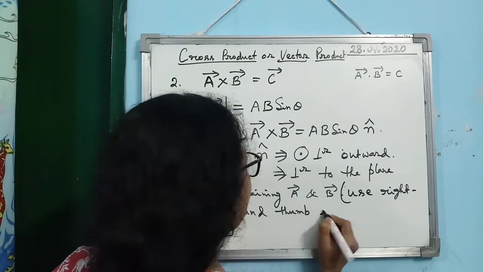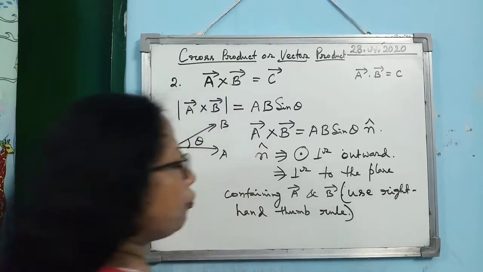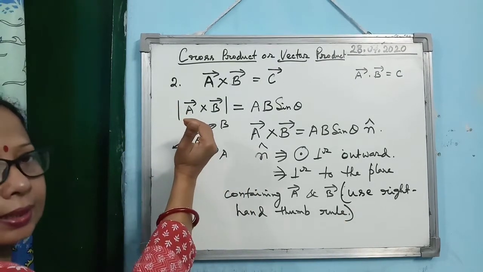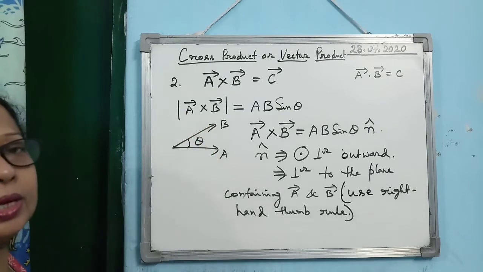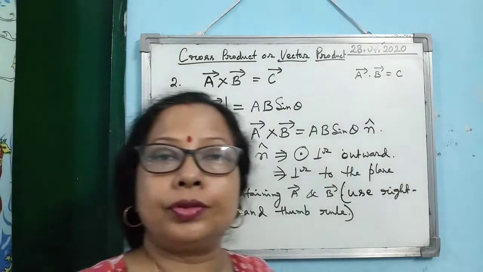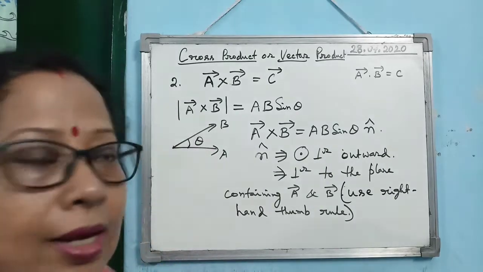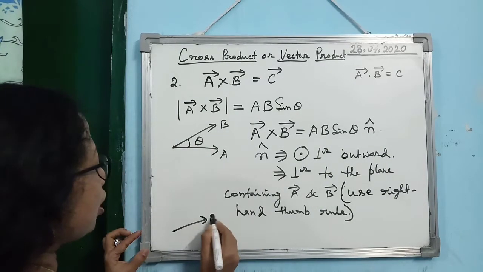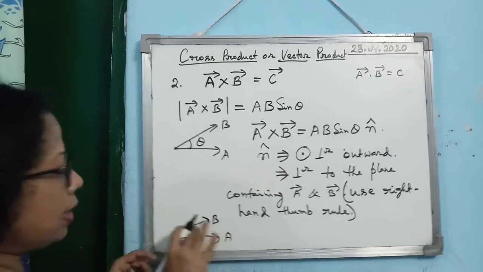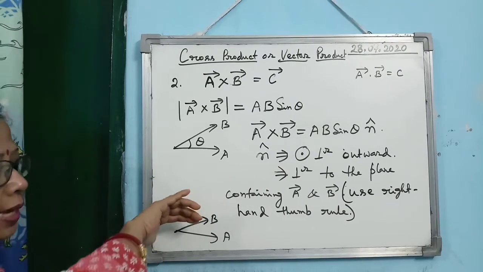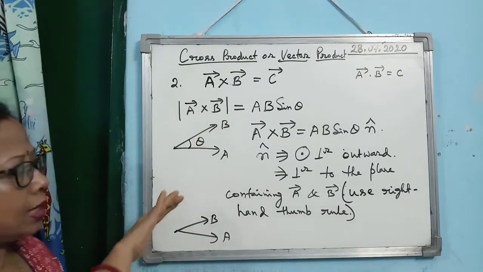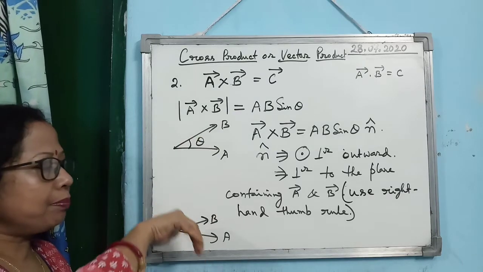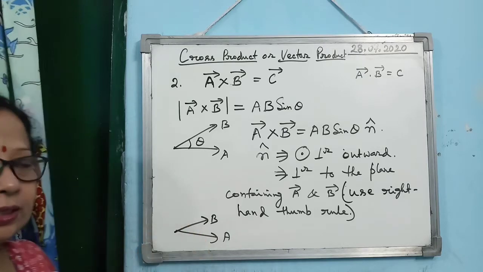Set the four fingers of your right hand from the first vector to the second vector like this, and then the thumb will give you the direction of the cross product. Alright. So here you see, if you want to find out B cross A, then how will you set your four fingers from B to A? Then you see the direction of the thumb. The thumb is in the inward direction.